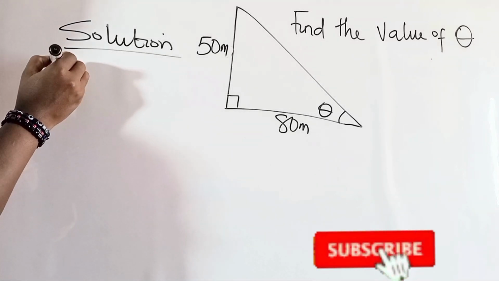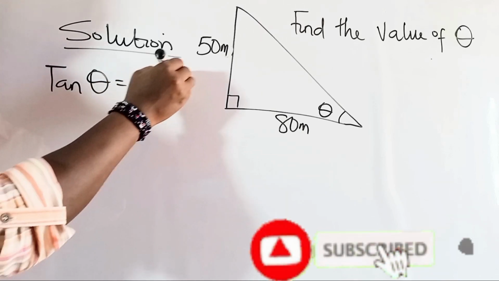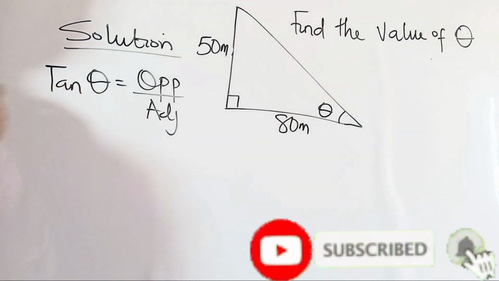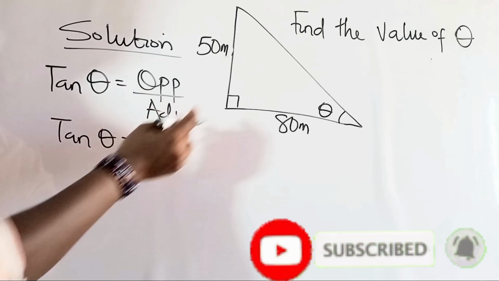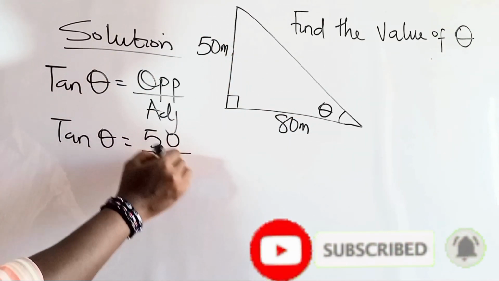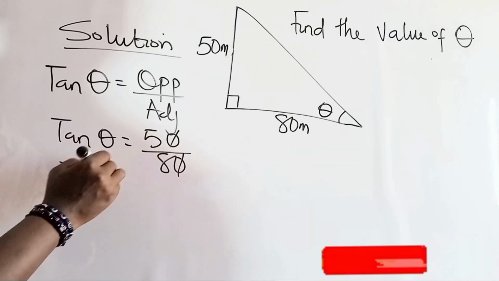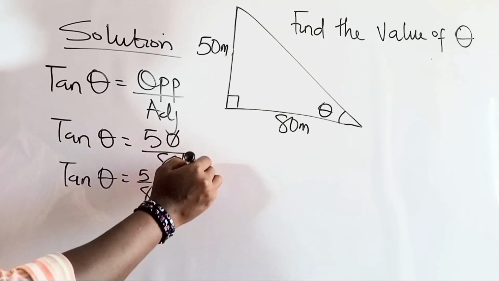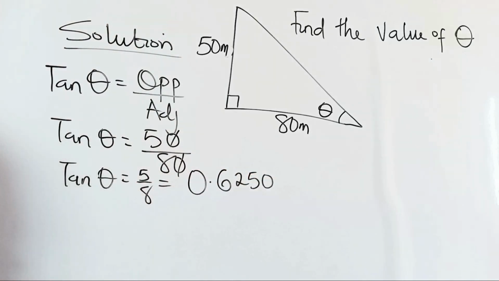So tan theta is given as the opposite side over the adjacent. Tan theta is unknown, so it remains tan theta. The opposite side, facing the angle, is 50, and the adjacent side is 80. Let's cancel out this 0. So tan theta equals 5/8, which is the same as 0.6250 to four decimal places.